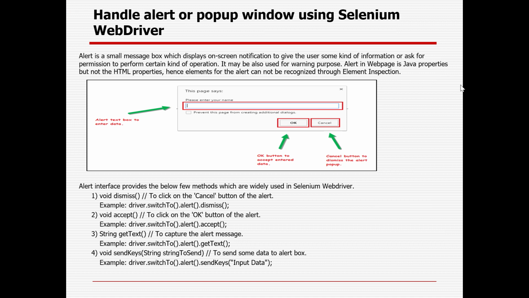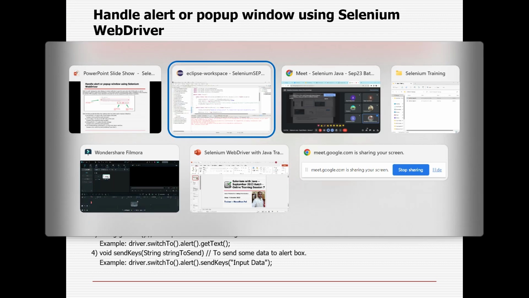Or sometimes there might be a text box where you need to enter a value, and also sometimes you need to get the text of the alert. So these are the four primary things we generally do with alerts. We can dismiss the alert with the dismiss method. We can accept the alert with the accept method. We can get the text of the alert with the get text method, or sometimes we can send some keys to the alert with the send keys method. Okay, now we'll see how we can handle the alert.